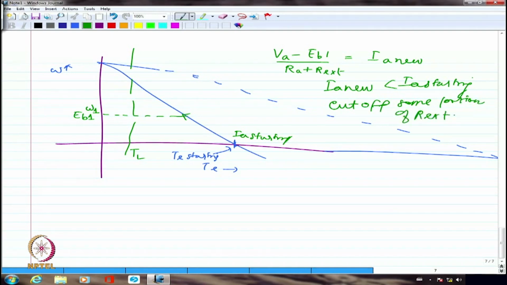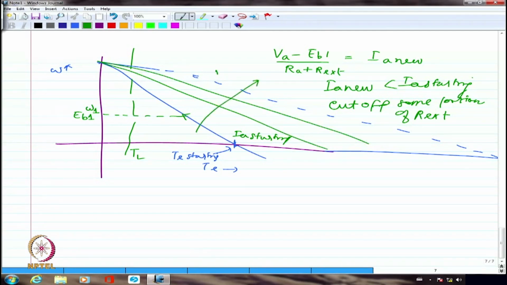Once I cut off some portion of R external, the current will increase slightly. When the current increases slightly, I will have more torque. Then definitely another acceleration will take place. As I cut off more and more resistance, I can show the characteristics in between. So these are essentially R external decreasing. As I decrease R external, the characteristics will not be so drooping. Got it? So this is how the starting is done.